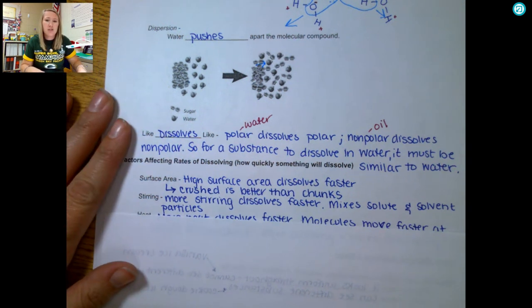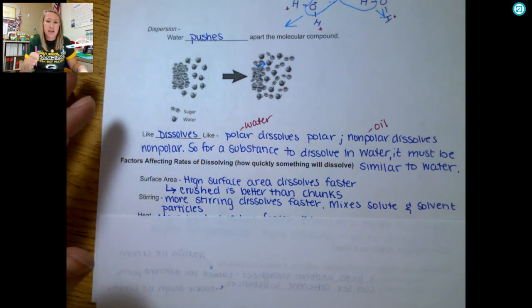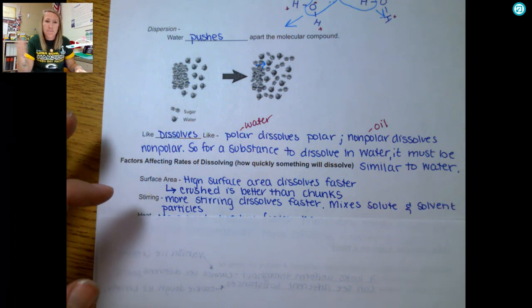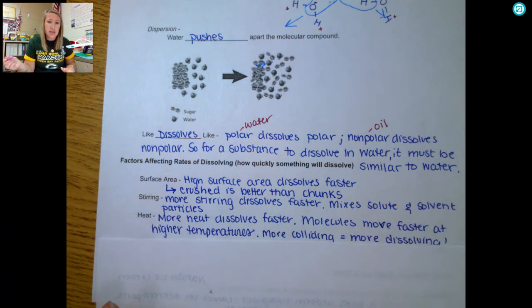Stirring. If I stir, I'm going to move my particles around. I'm going to agitate them. They're going to move around faster and faster. When I mix my solute and my solvent, they start bombarding into each other more. They're going to be able to interact, and water can pull them apart or get between them and push them apart. Okay, so that's really like bumping them into each other. And then finally, heat. The more heat that I have on something, the faster it dissolves, because molecules move faster at hotter temperatures. Heat is directly proportional to how much energy something has. And so if it's hot, it's going to have more energy. It's going to move around more. And then if it moves around more, it's going to bump into each other more. And more colliding equals more dissolving.